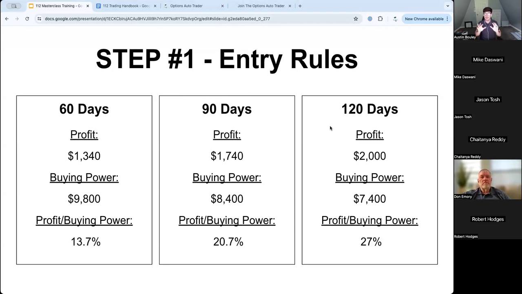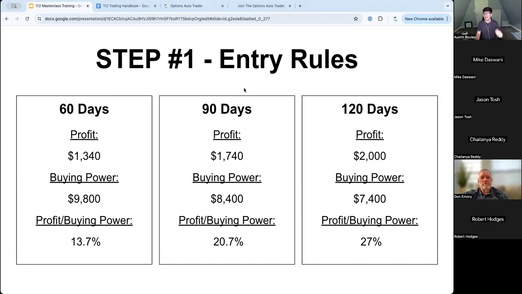So if we're looking at this from purely a return standpoint, your 120-day 112 trade is going to be the safest because you have 4 months for it to work out in your favor, and it's going to make you the most money because it's making you 27% on the money you put in. Now, what we do have to consider here is when we put on take profits or when we take the trades off early because they've hit our take profit target, then we need to factor in how long we've been in these trades.